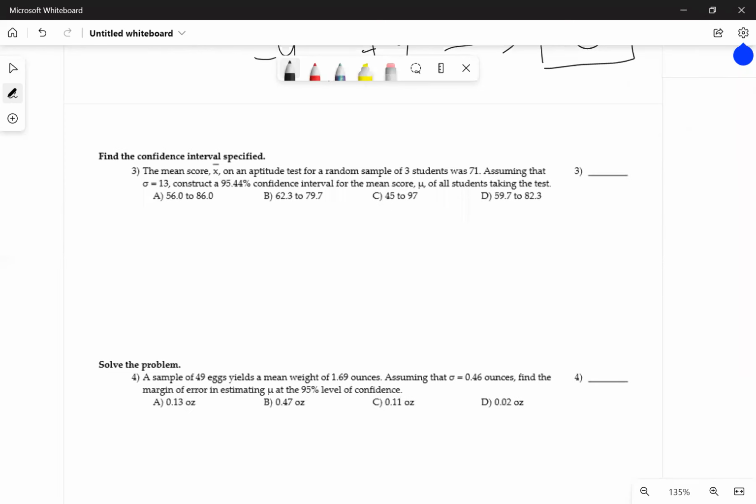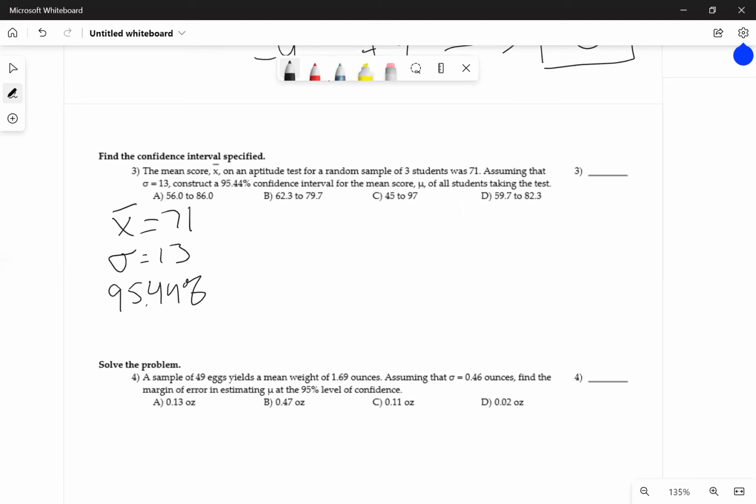So here I have the mean score on an aptitude test was 71. So X bar equals 71. I have standard deviation is 13. I know the standard deviation, they're giving it to me. I want a 95.44% confidence interval for mu.